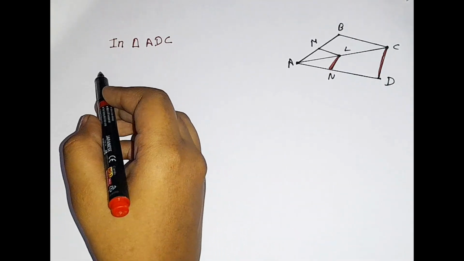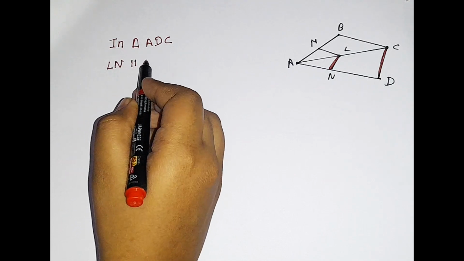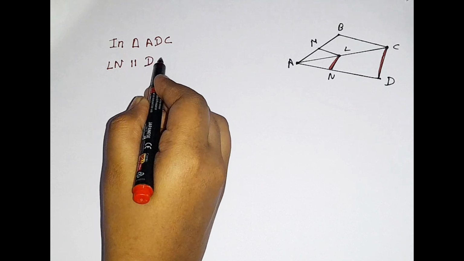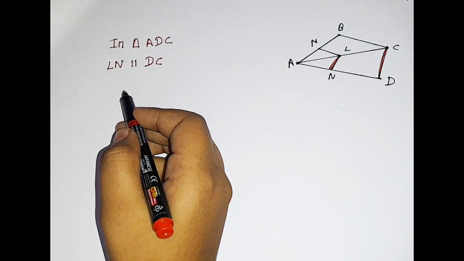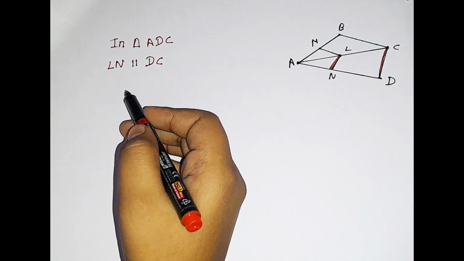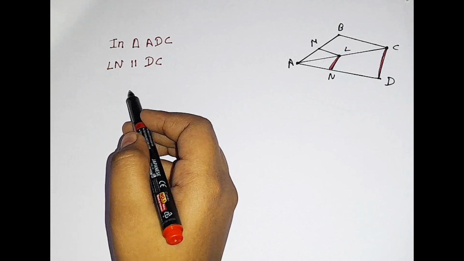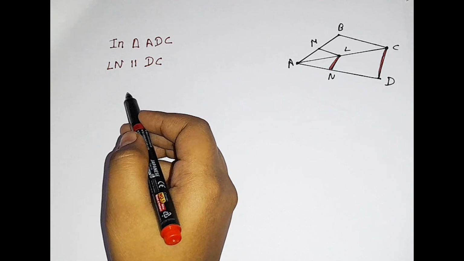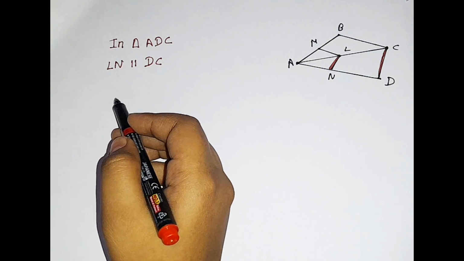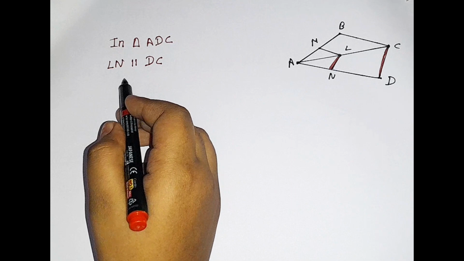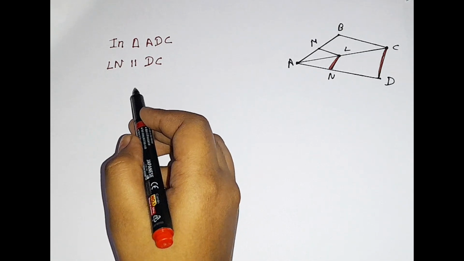Which one is parallel to which one? LN is parallel to DC. You might be wondering, in the question it's mentioned CD. Yes, in the question it's CD. Why did I write DC? Just because CD and DC are both the same, it's just the opposite order, so don't worry guys. So I wrote LN is parallel to DC, and now we can apply BPT.